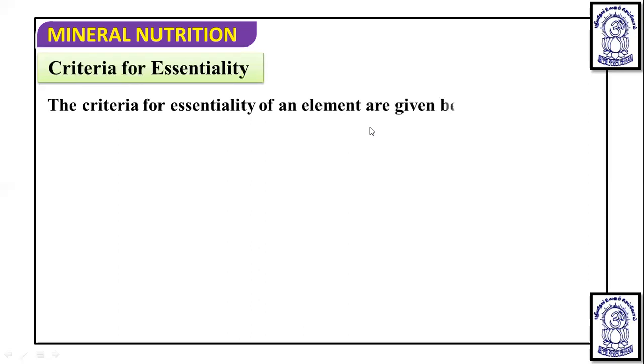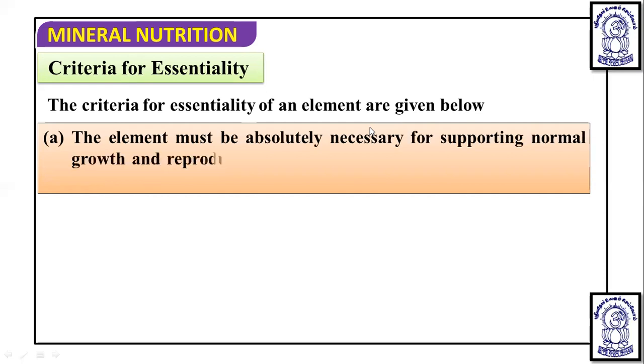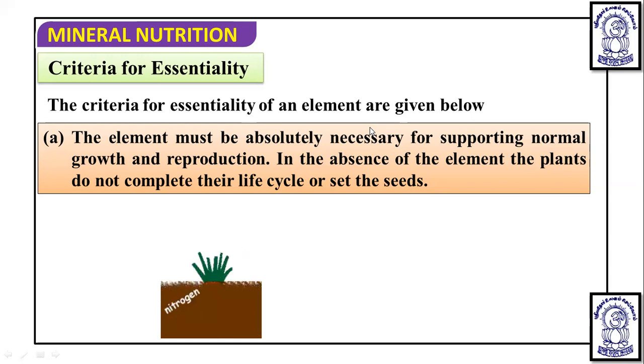The criteria of essentiality of an element are given below. The first one is that the element we call essential must be absolutely necessary for supporting normal growth and reproduction. In the absence of the element, the plant does not complete its life cycle or produce seed. Then it is obviously an essential element, because the plant cannot carry out its functions without that element. So this is the first essentiality criterion.